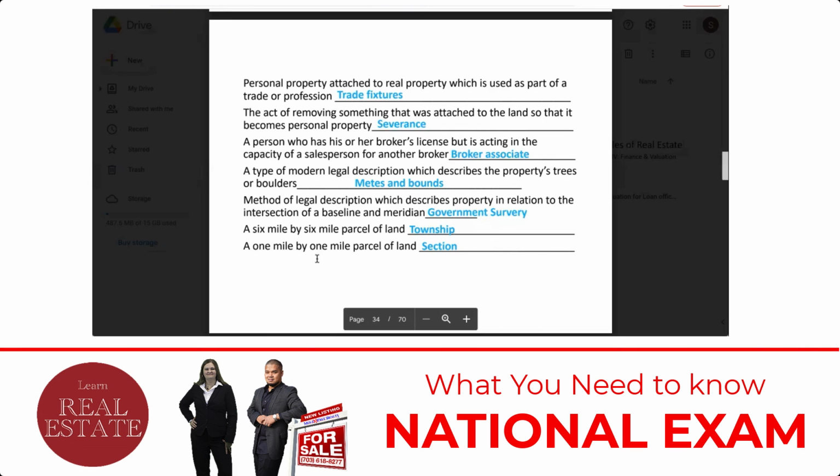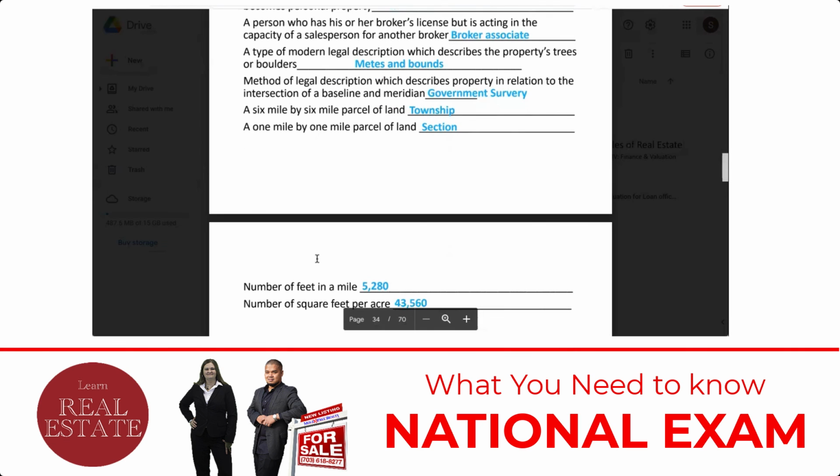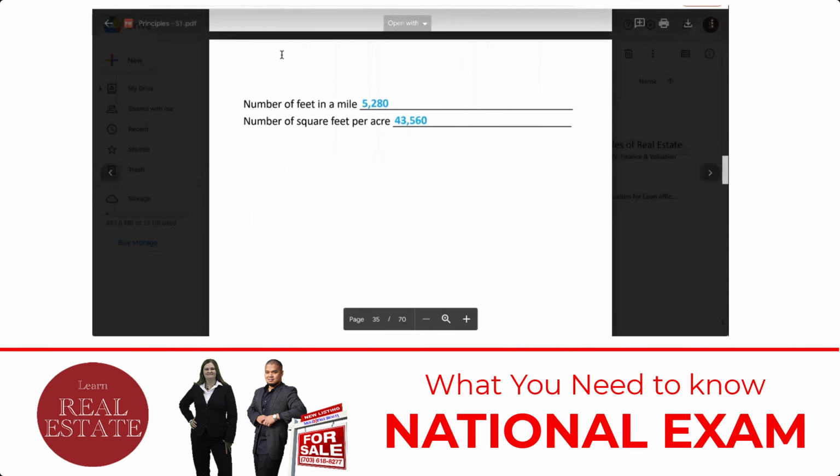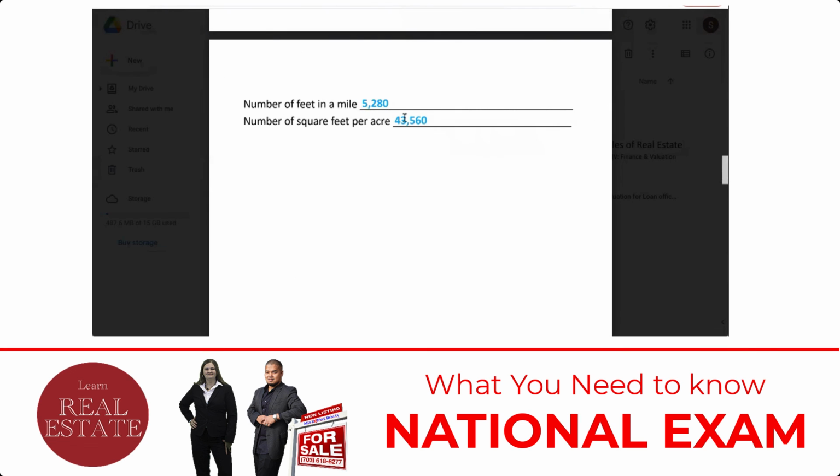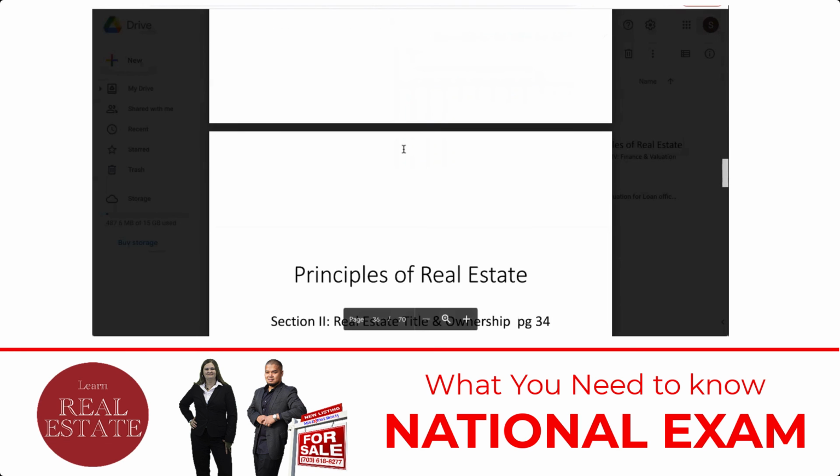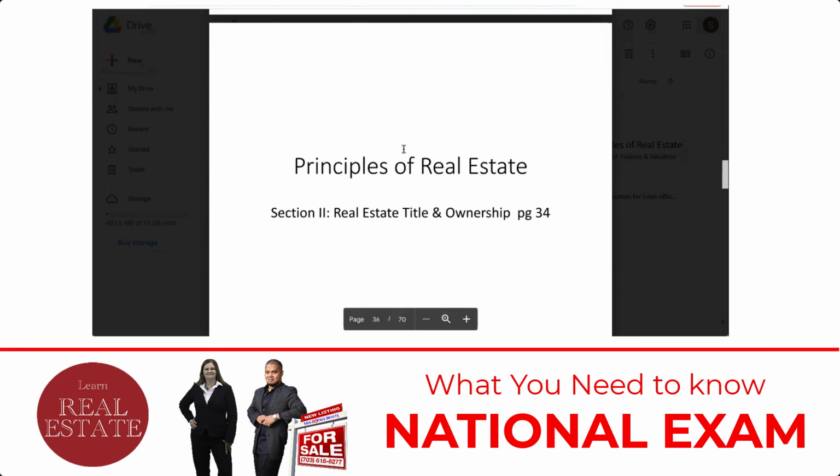Okay, a 6 by 6 mile parcel of land, township. A 1 by 1 mile parcel of land is a section. Number of feet in a mile, 5280, and number of square feet per acre. You've got to remember the 43,560. I'm going to tell you that was on my test 20 years ago. You've got to remember the 43,560. All right, so those are really, really important. Okay.